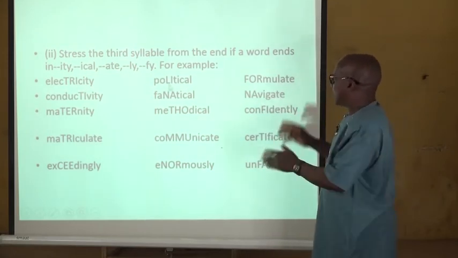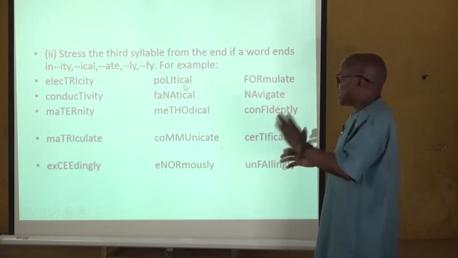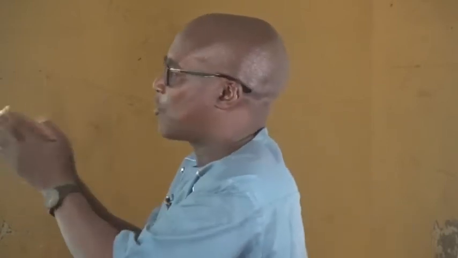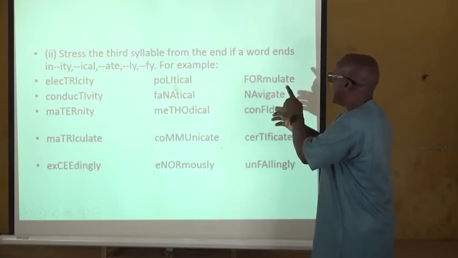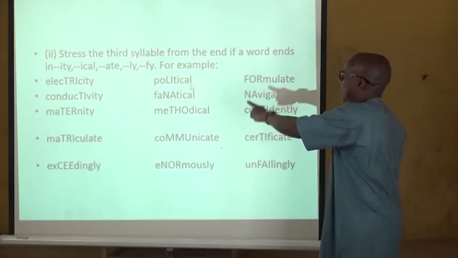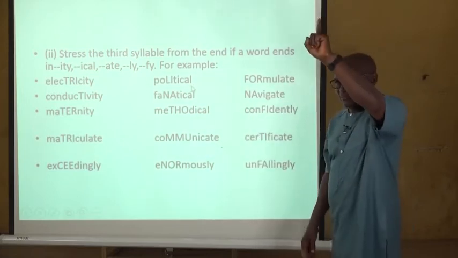Political. Here, stress is supposed to be on the first syllable, but it doesn't matter whether the syllable is first. Don't be confused. With the position, you just count from the back. Political is a 4-syllable word. So when you count 3 from the back, it is cal, T, and it rises on li.